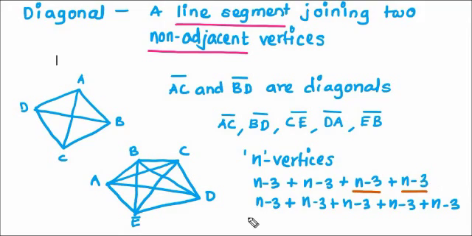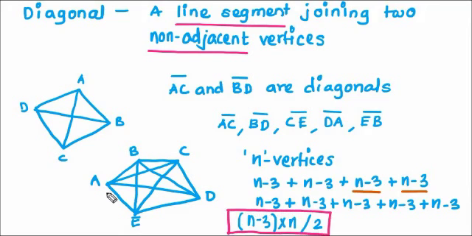Successive addition is multiplication. So it will be n minus 3 times n is the number of diagonals we are drawing, but half of them are duplicate, so we have to divide it by 2. So our formula for finding how many diagonals I can draw is n into n minus 3 upon 2.